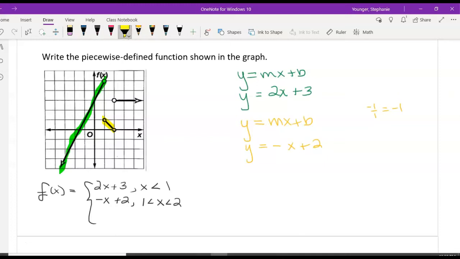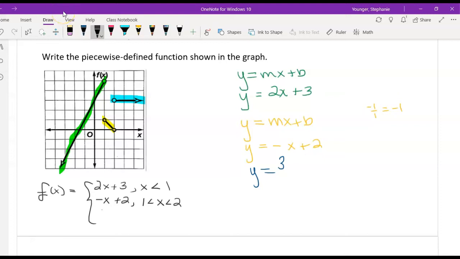All right, now we have one more piece. This is a constant function, and constant functions are horizontal lines, and we just have to see where this value is. So it's at 1, 2, 3, and so our value is 3. And that is for x values greater than 2, because here's our 2 on our x-axis and it lines up perfectly. Now notice all of these were open circles, so all of our symbols were inequalities that were less than or greater than.